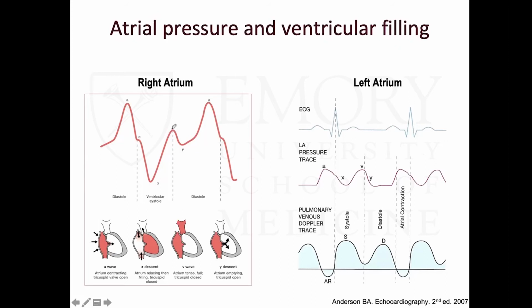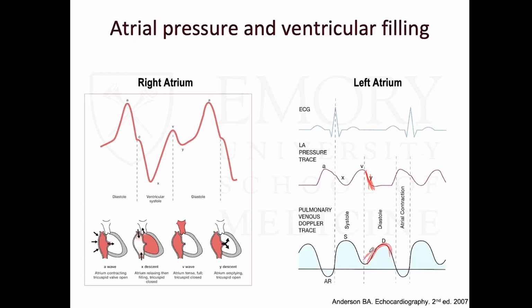X is atrial relaxation, V is atrial filling, and Y is atrial emptying. Y is atrial emptying. And so A, X, V, Y. Okay? And as we time this in the cardiac cycle, A, X, V, Y, we know that Y is with diastole. And your Y descent is the same as your D.